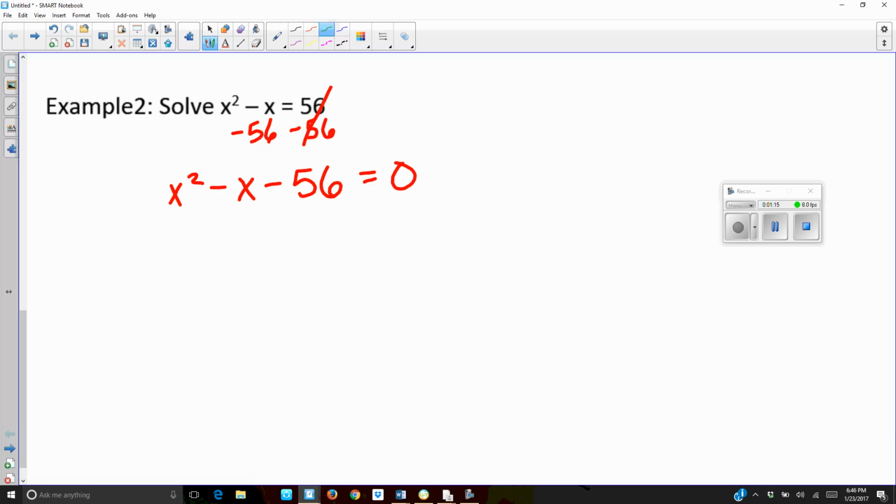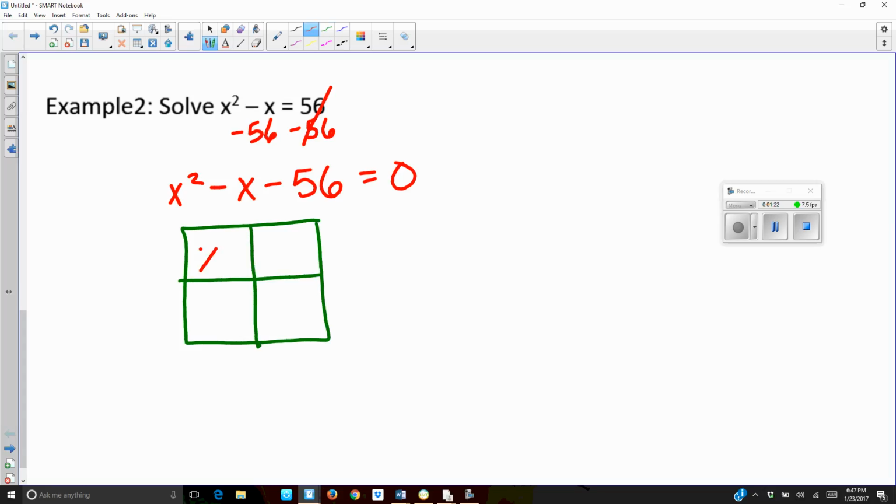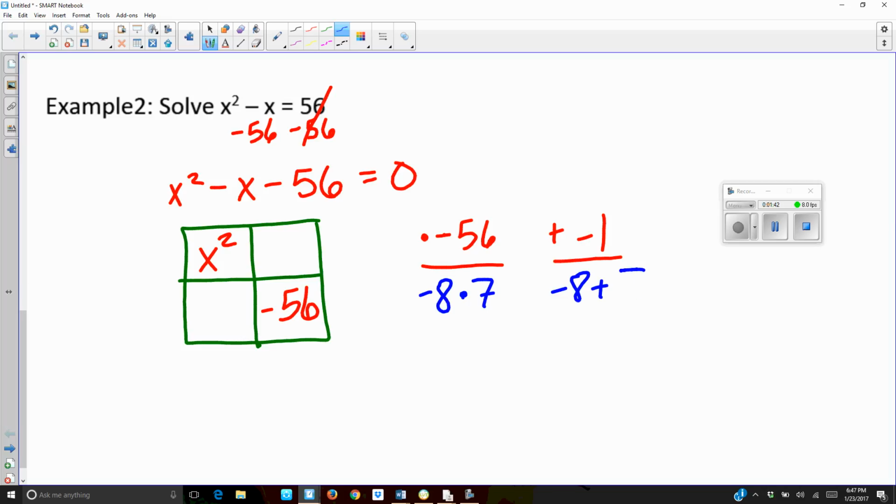Step 2 is you need to factor this. So factor x squared minus x minus 56. I'm going to put the first term in the first box and the last term in the last box. We're looking for 2 numbers that multiply together to give us negative 56 and add together to give you negative 1. Those 2 numbers are negative 8 and positive 7. So those numbers go in the box, and they go in as x's, and then you just take the GCF of each row and each column.